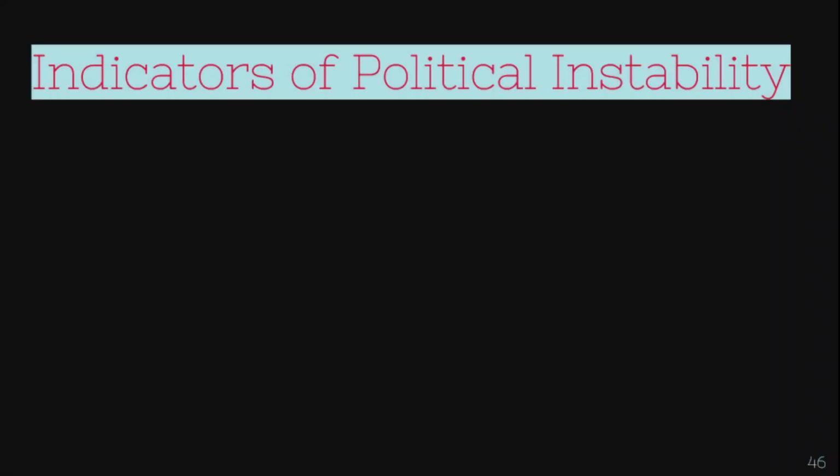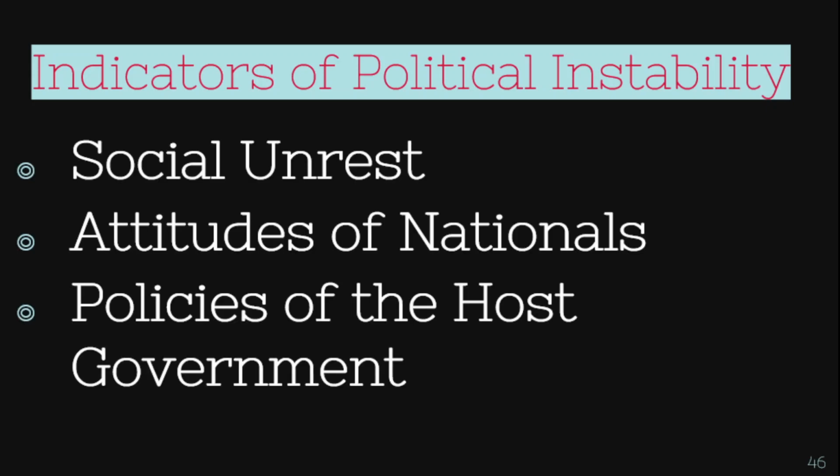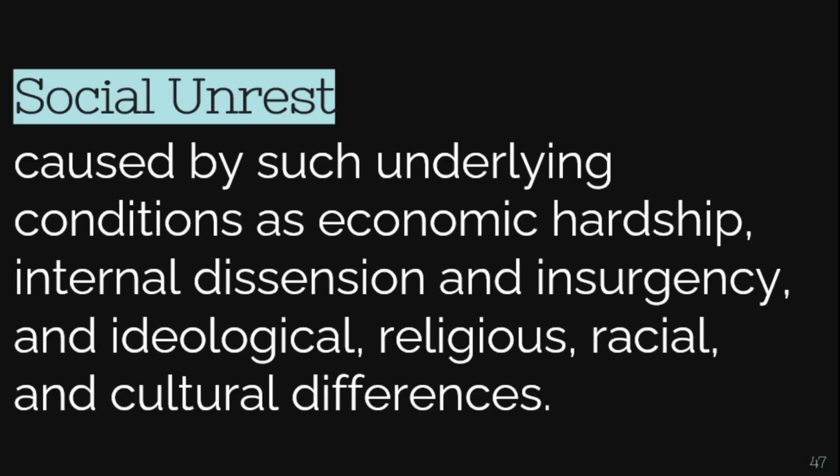Now, let's move to the indicators of political instability. So we have 3: social unrest, attitudes of nationals, and policies of the host government. So let's discuss social unrest. Ano yung social unrest? It is caused by such underlying conditions as economic hardship, internal dissension and insurgency, ideological, religious, racial, and cultural differences. So ano itong social unrest? Para siyang conflict. Conflict siya domestically.